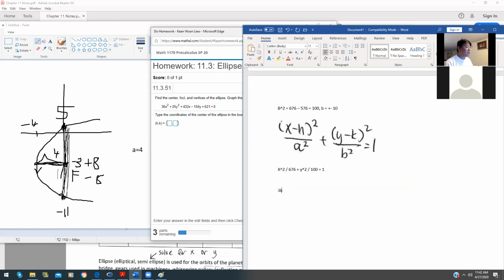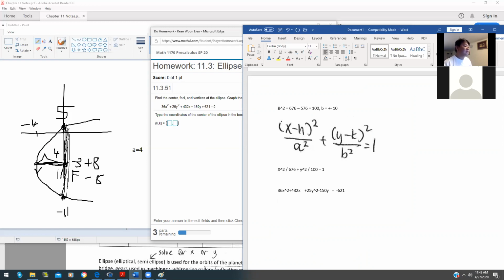So how we do completing the square in this case is you gather all your same variables. What I did is I put all my x on one side, so 36x squared and 432x on one side. And then I put the y on one side, minus 150y. And then I move that number to the other side. The 621 is positive. When you move it, it becomes negative. Don't forget, this negative plays an important role.